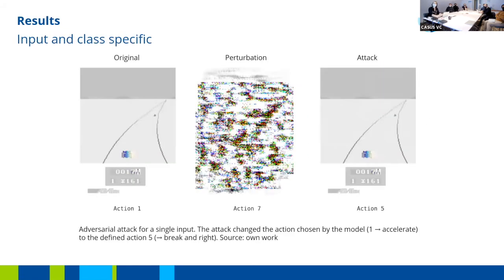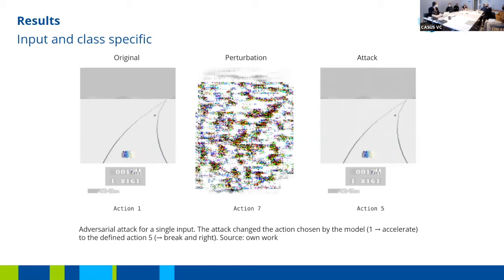And to give you an example of what this looks like, for this specific frame, this is one perturbation I have calculated with my method, and it changes the original action, which is one, accelerate, to action five, which is brake and right. And it works for all frames. For all frames, this perturbation would look different. This is also heavily zoomed in, just to make it visible for you, so that you can see how this perturbation actually looks. But after it has been applied on the frame, you can't see it. This perturbation needs to be calculated each and every time for each frame, but it's very fast, so it's basically one shot.